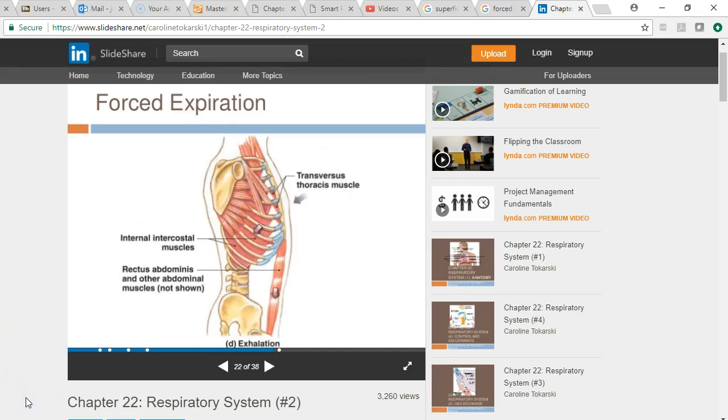Forced expiration, on the other hand, involves the relaxation of the diaphragm and the external intercostal muscles, while also including contraction of the internal intercostal muscles, as well as the rectus abdominis, this straight muscle on the body wall, the six-pack muscle, somewhat the transversus abdominis, and definitely the external and internal oblique abdominal muscles.